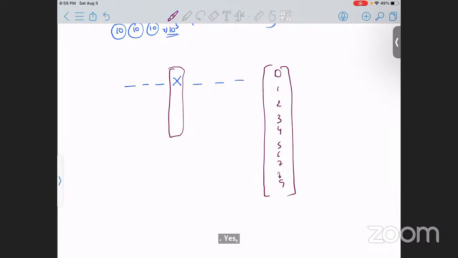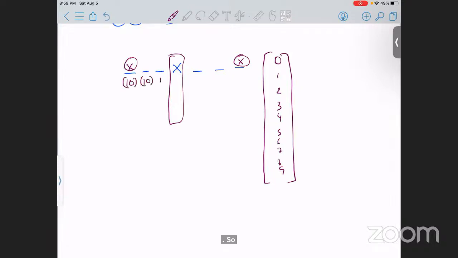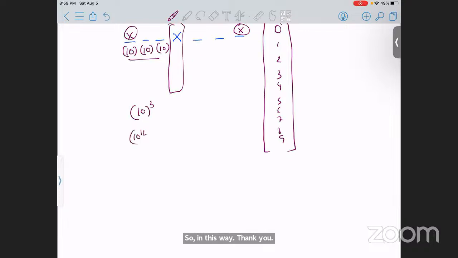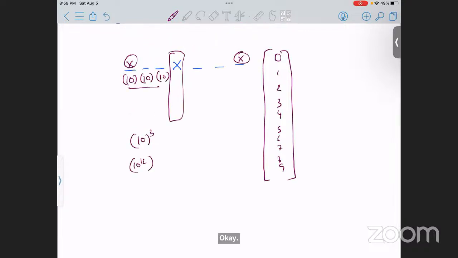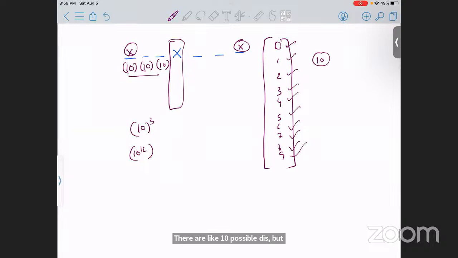Now look, whatever you fix here, you have to fix the same thing on this side. So here 10 are possible. 10 into 10 into 10, so 10 cube in this way. That one I understood, sir. After that, because 25 means 10 power 12, what about the middle number? Look, the middle number can take 0 to 9. There are 10 possibilities, but in the answer, just wait.